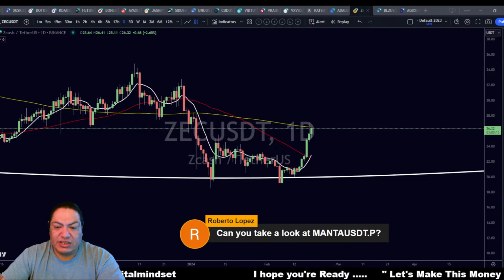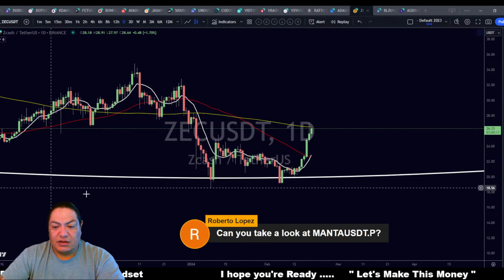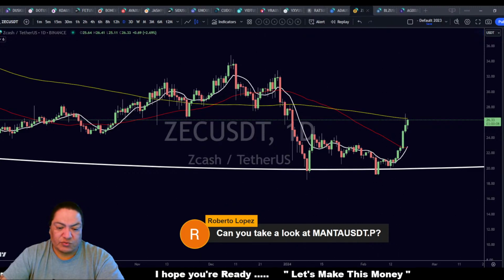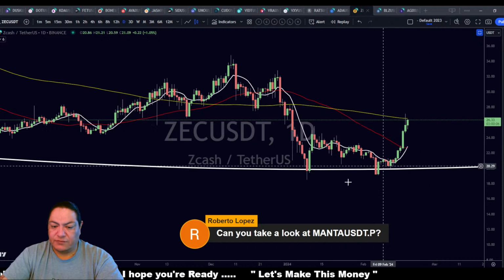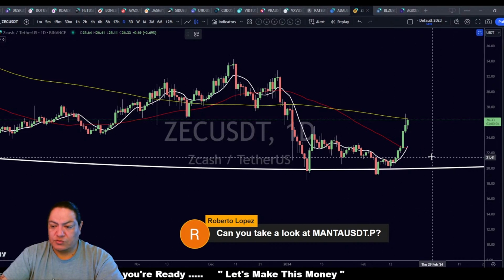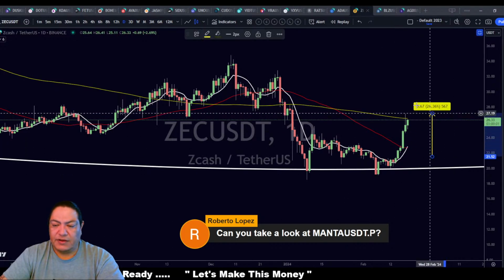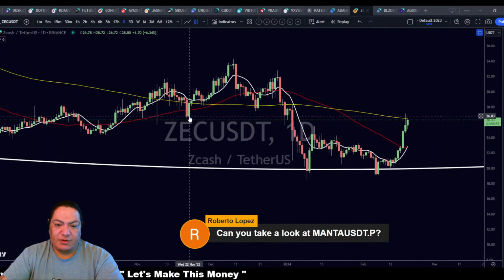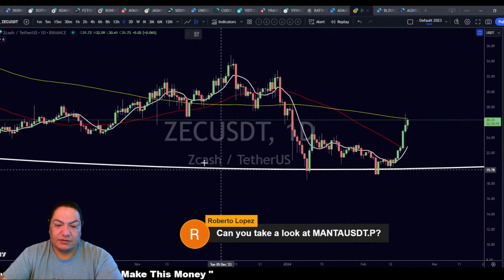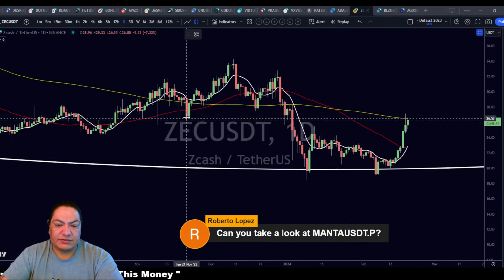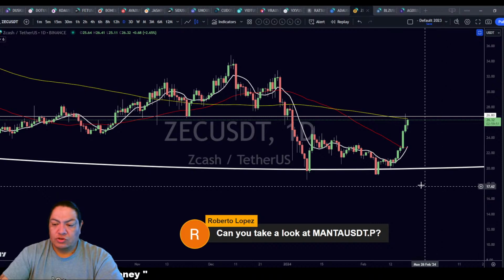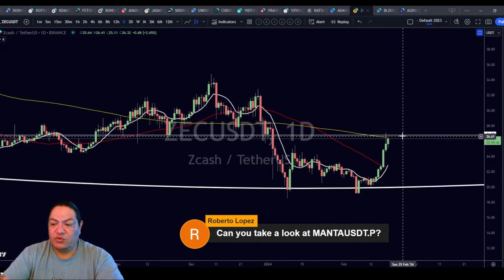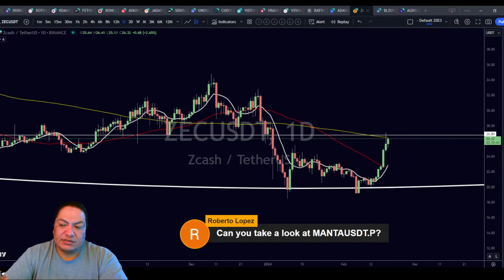Let's look for entry now on the daily. Now, as far as the entry, okay, so we had a really big run up. What was this run up? Let's just go from here. 25, 26, okay, that's good. I would expect a retracement already. I mean, we're right at resistance. So for entry, what I would do is I would actually wait for it to break above 26.80.